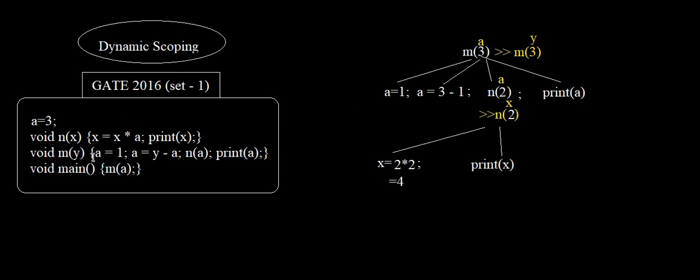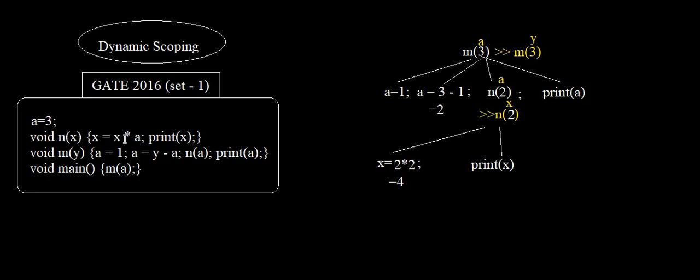So m of y. Come here, a equals 1, and a is equal to y minus a. Y is initially 3. Why? Because m of a has called m of y, and y is equal to 3 now, and a is equal to 1 because a has changed here. Y is the same as 3, and 3 minus 1 is 2. Now we have called the function n of a. Now a is equal to 2, so we put 2 here, n of 2, which is actually calling n of x, which is 2. Let's come to the function here.